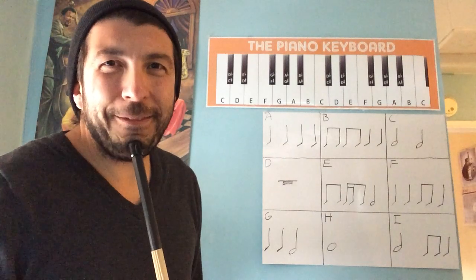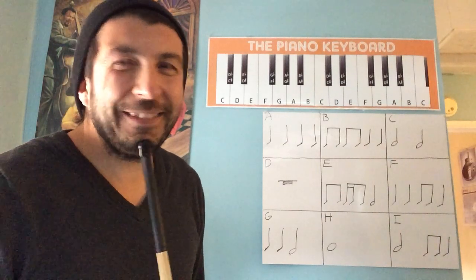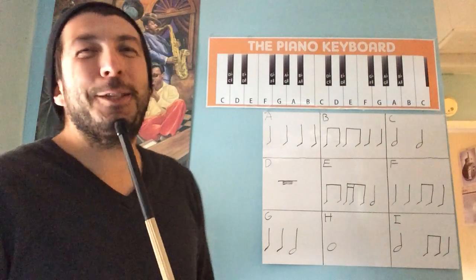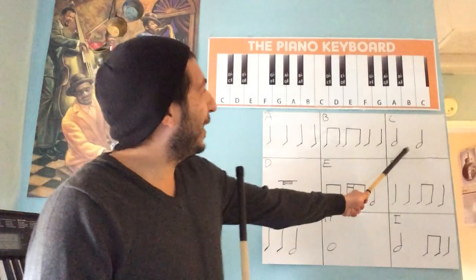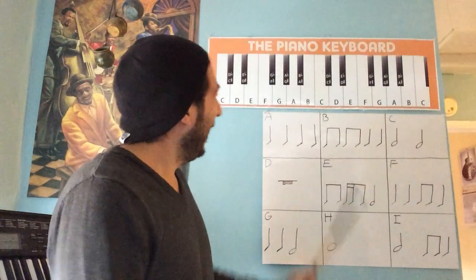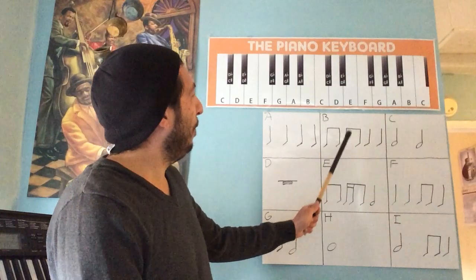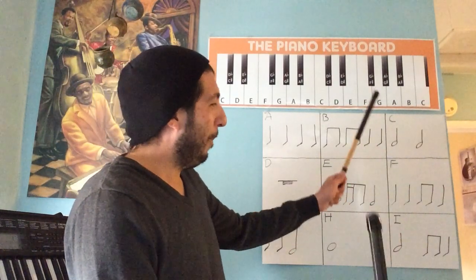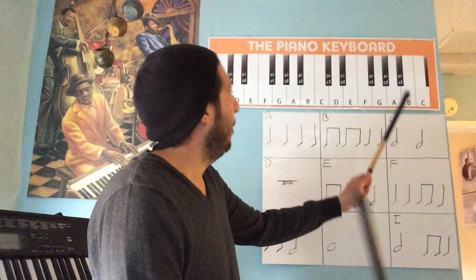Were you able to figure out which 2 squares I played? Yeah, that was square B and square C. Apple, apple, plum, plum, pear, pear.